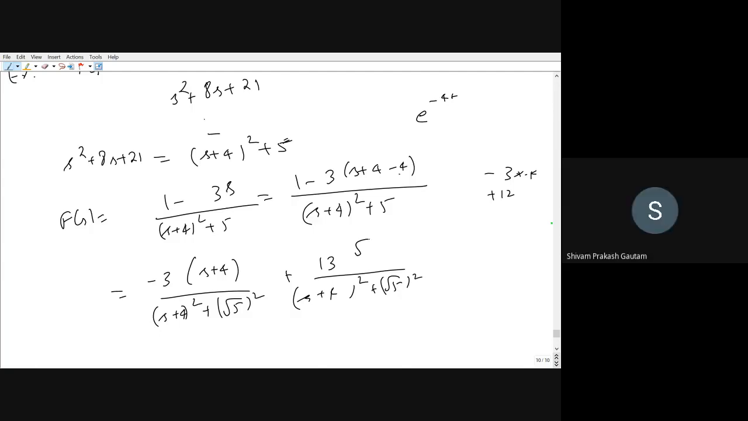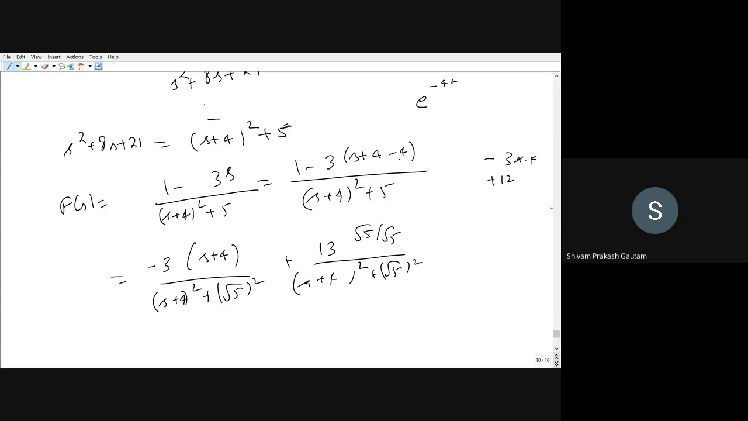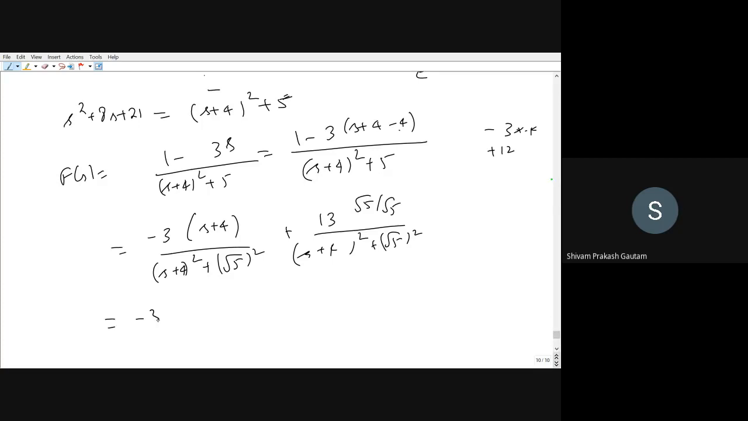So we will multiply and divide by under root of 5 in the numerator and denominator to make it a sine term. So this will be equal to e to the power minus 4t times minus 3 cos under root of 5 t plus 13 upon under root of 5 sine under root of 5 t. Is it okay? e to the power minus 4t will also be here. Is it okay now? Got it. So we will stop here.